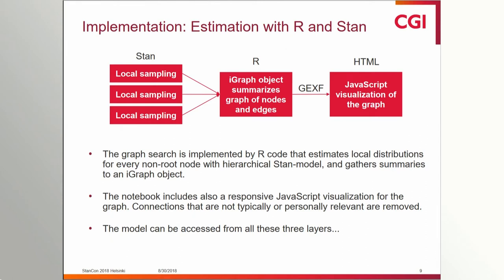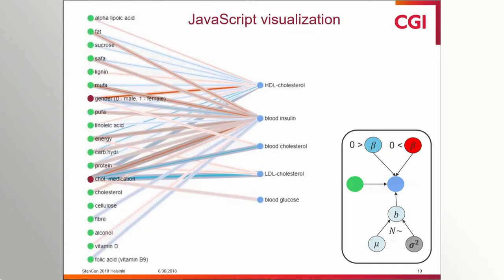So this is what happens in my notebook. There's an R script that implements this graph search. It runs the Stan model for every local distribution and gathers up a graph object that can also be visualized with the JavaScript that is embedded in the notebook. And we see small examples of how to access this model through these three different layers. So here's the visualization, the whole thing, and on the right there is a notion of how to connect this visualization back to the model. The blue and red lines are the betas, and the gray shade indicates the amount of variance between persons.